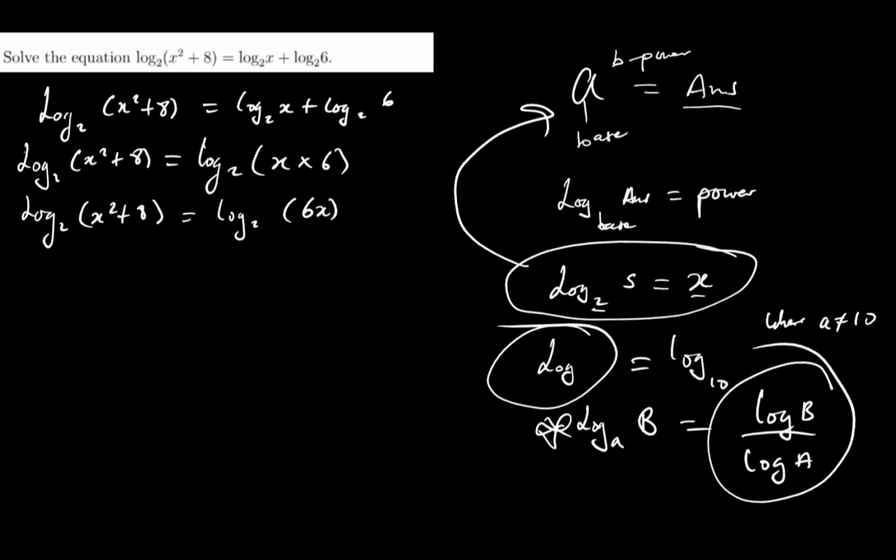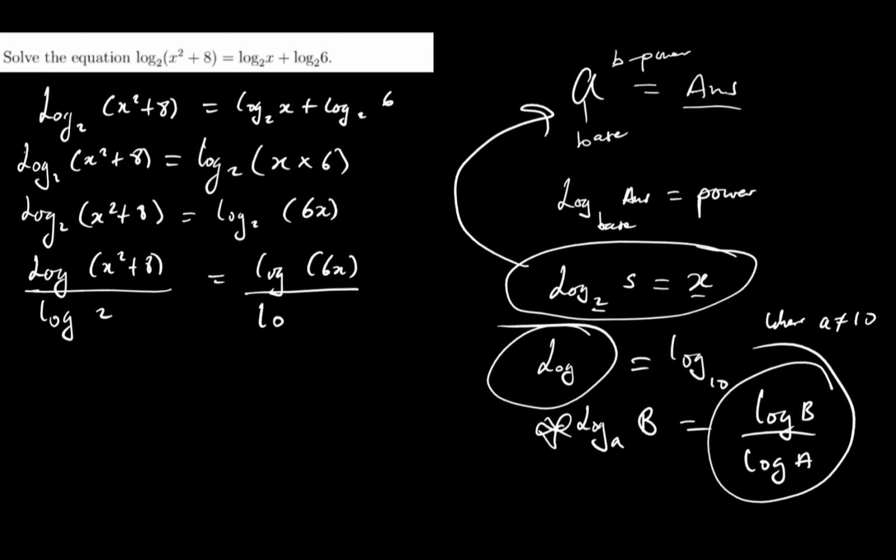So if I have log base 2, this will just be log of x squared plus 8 over log 2 and is equal to, again, log of 6x over log 2. As you can see at this point, I am having something that can be simplified. So now once I convert to base 10, what I can do is just multiply by the bottom, to eliminate the bottom.